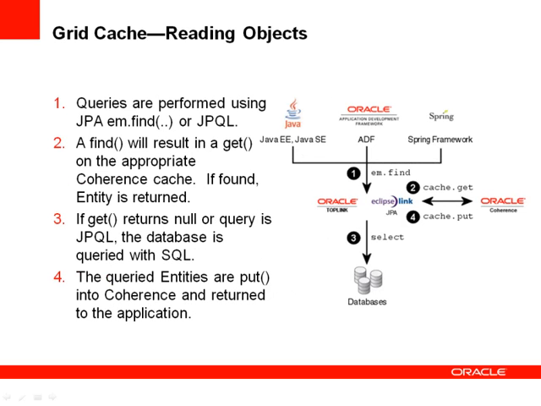Here is a depiction of the grid cache model, which is the L2 that we discussed first. So my application on top, whether that be an enterprise application, ADF, or Spring, uses the JPA APIs, EntityManager find, let's say. The first step is that EclipseLink will check Coherence to see if it already has a copy of that object in its cache. If there's a cache miss, it will build the object from the database and then put it into Coherence for subsequent access.